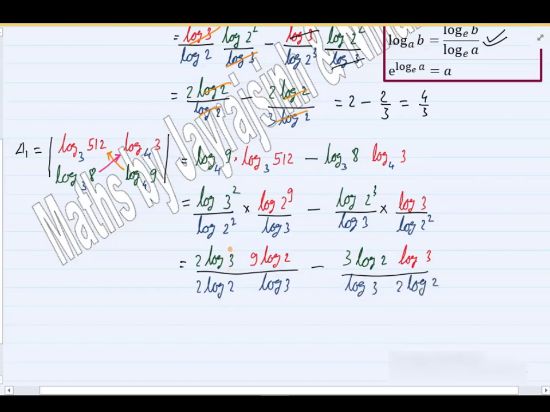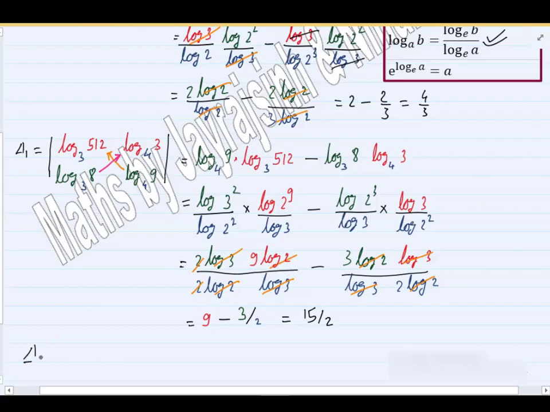Okay, here we can cancel out log 3, log 2, log 2, and yes, this 2 also cancels out, and the remaining term is just 9 minus, in the second term log 2 and log 3 will cancel out. The remaining term is 3 by 2, right? So 9 minus 3 by 2 will give us 15 by 2.